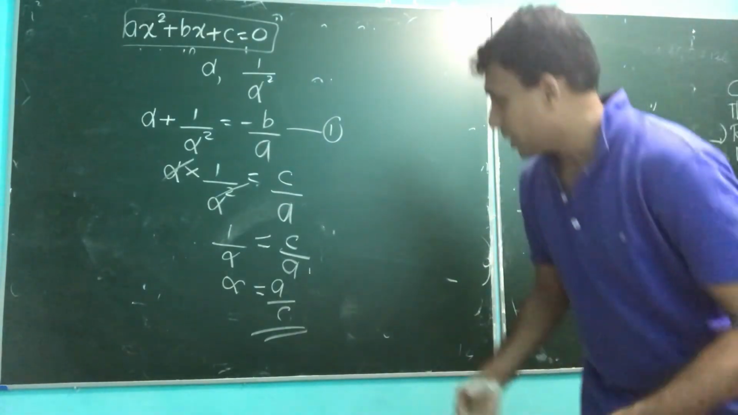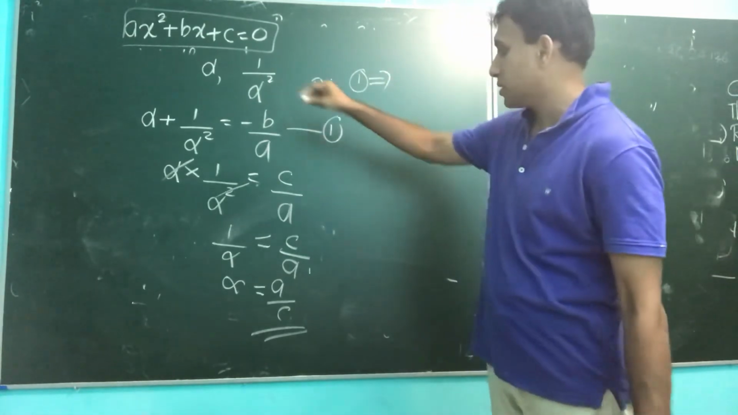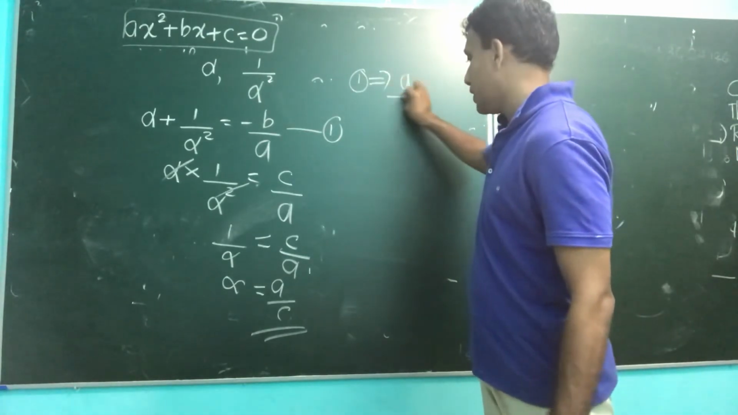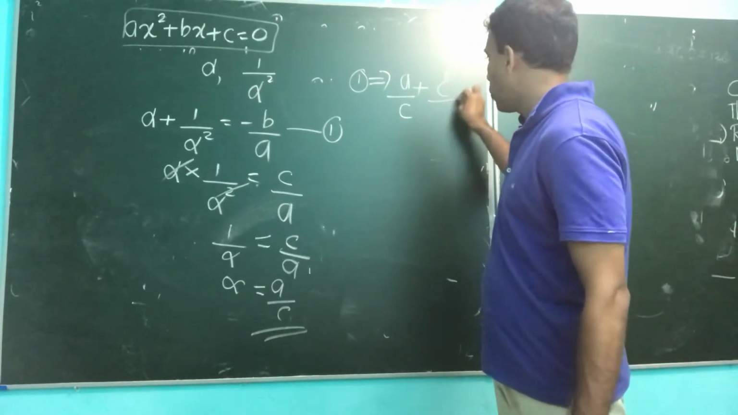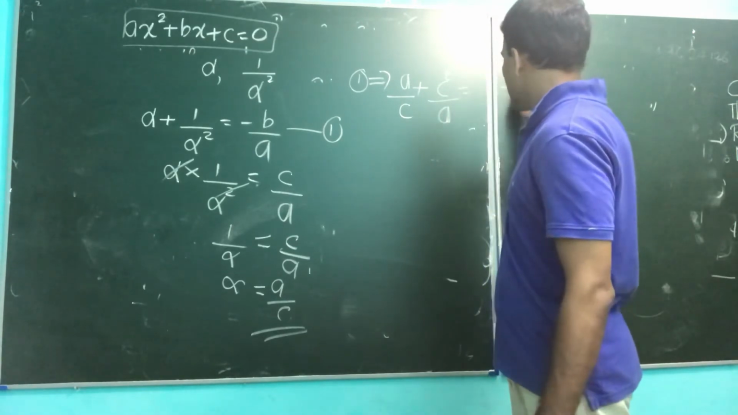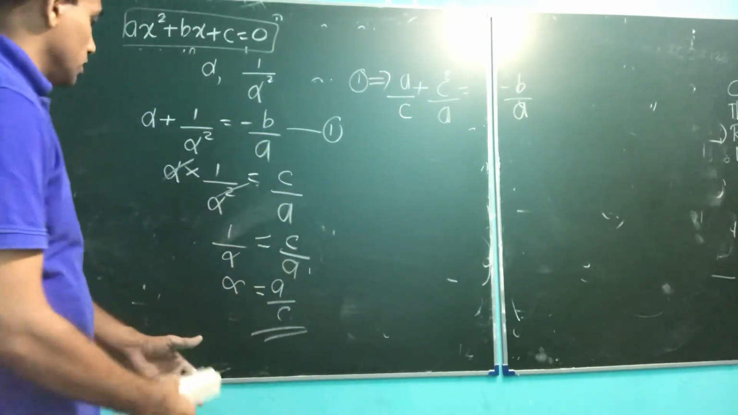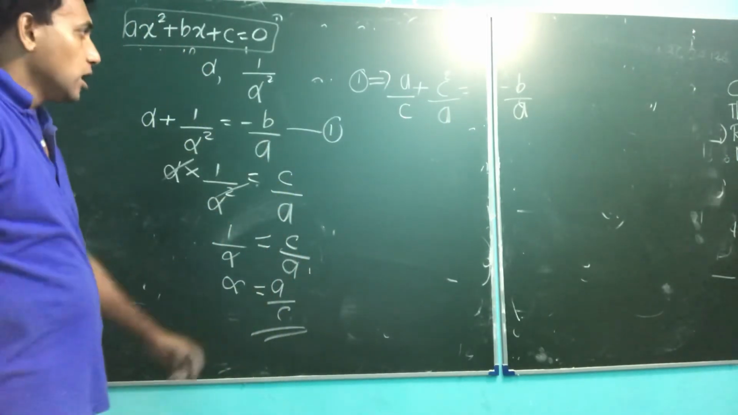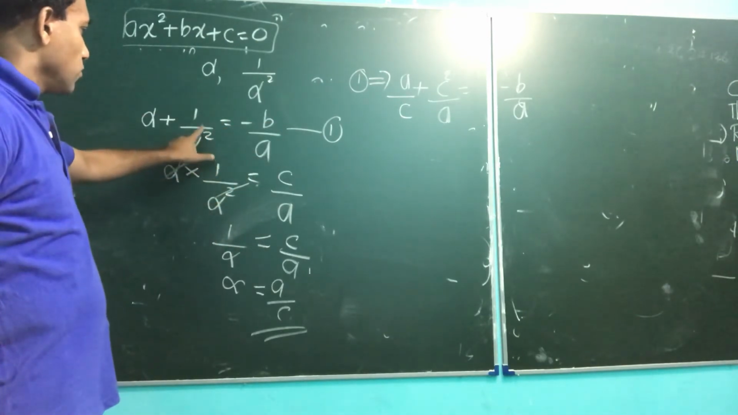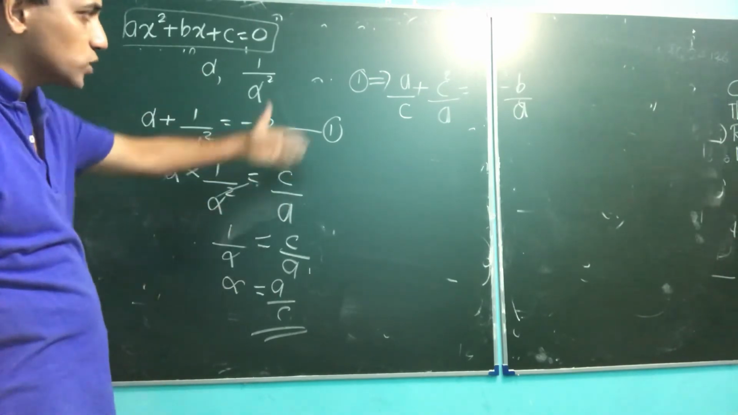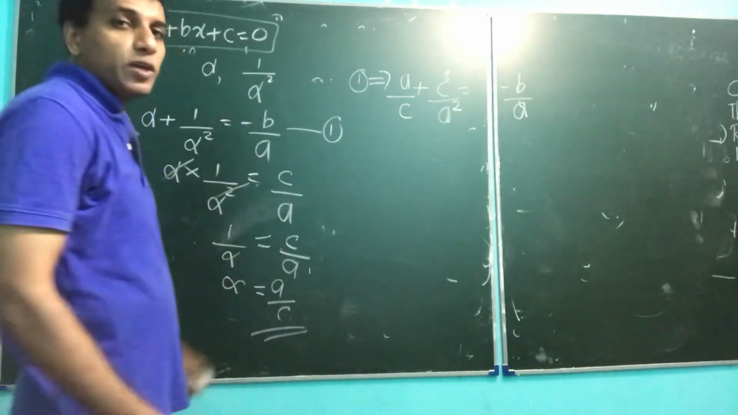Okay, substitute alpha into the first equation. Alpha is a over c, plus 1 over alpha square, which is c square over a square, equals minus b over a, right?